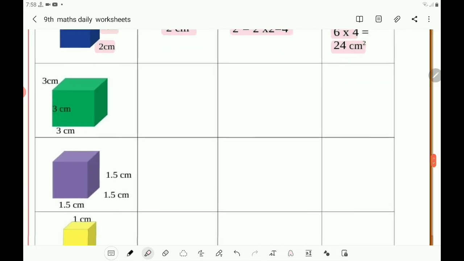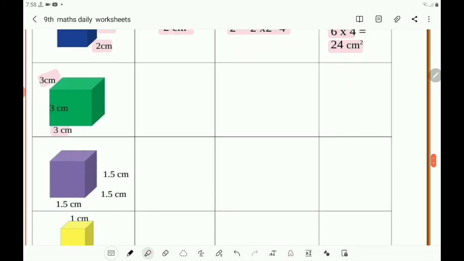Then the next one, you take 3 cm. Same measurement, you write 3 centimeter here. Then here a square means 3 square. 3 square is 9. Then 6a square. 6 into 9, that is 54 cm square you will get.